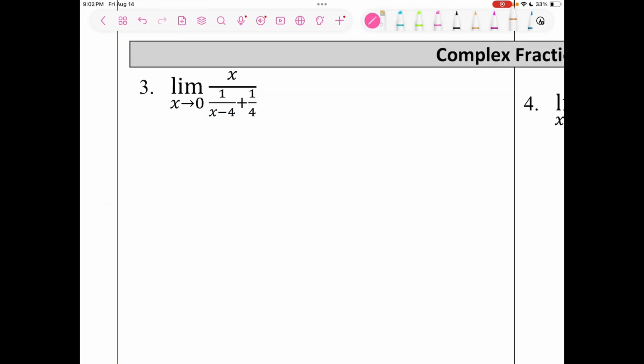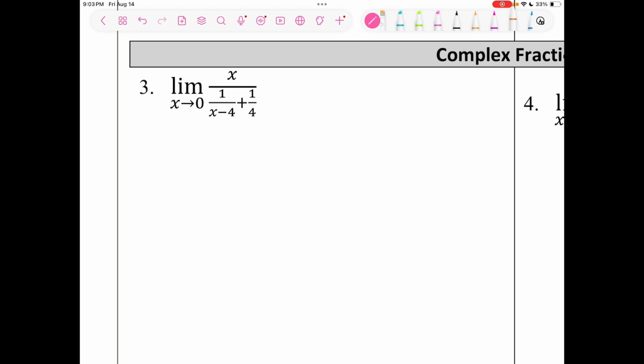Let's take a look at number 3. So we have the limit as x goes to 0 of this expression. And when we look at this expression, if we were to put 0 in the denominator, right, what would happen is we would have 1 over negative 4 plus 1 over 4, and that's 0. When we have 0 in the denominator, right, when we direct substitute, we've got to try something else.